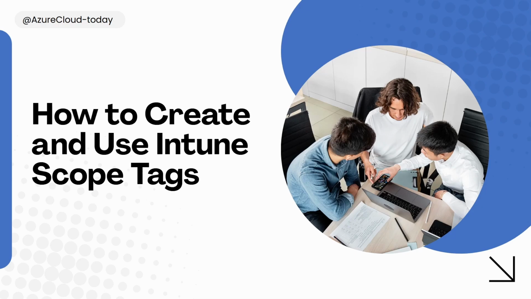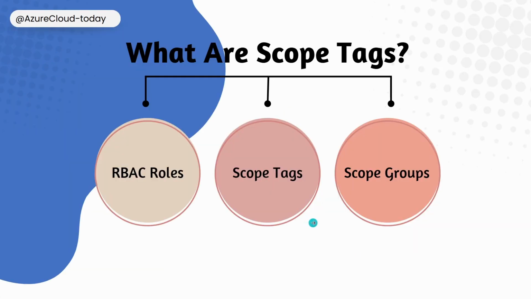Now, this video builds directly on video 14, where we covered role-based access control in much detail. If you have not watched that video yet, then I will link it in the description and you can have a look at it. In short, RBAC controls what an admin can do, and scope tags control what an admin can see. What are scope tags?